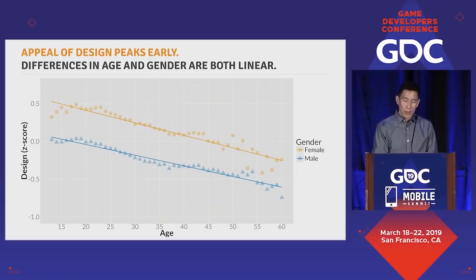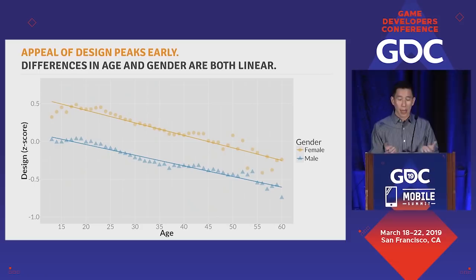So here with design, it actually peaks very early. Female gamers are more interested in design, and the appeal of design drops slowly with age. And the delta between men and women stays pretty constant throughout the age span that we have between age 13 to 60 that we're showing you here. With all these charts that I'll show you, you'll notice that there's more fluctuation at the tail end, at the older end. This is because we have fewer data points beyond age 50. So even with the larger data samples, there's still a bit of jitter there.